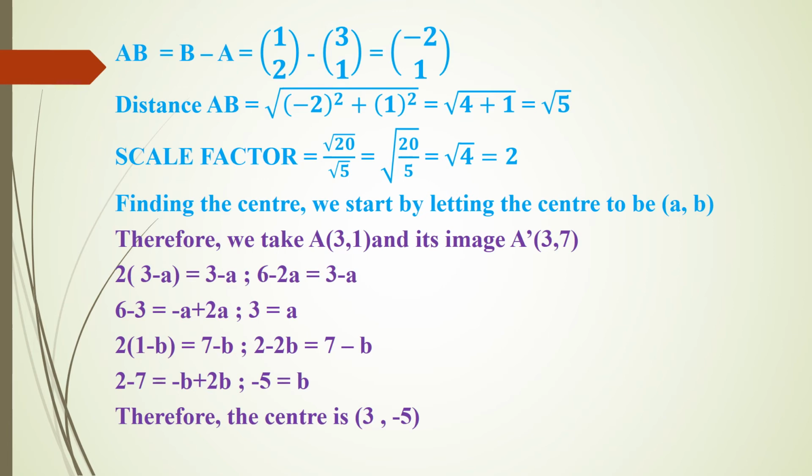Scale factor becomes the image distance over the object distance, which is now root 20 divided by root 5. With 20 as a root and 5 as a root, you can use one root. So you write one root and then take 20 divided by 5, which will give you 4. The root of 4 is 2. That's now our scale factor.